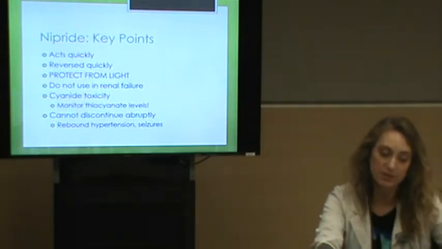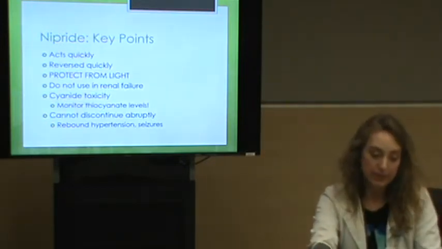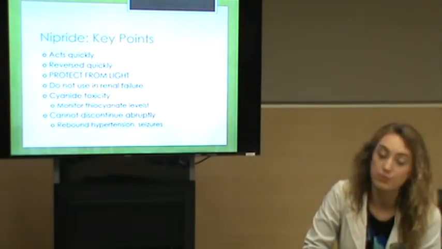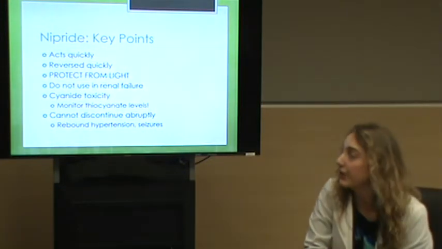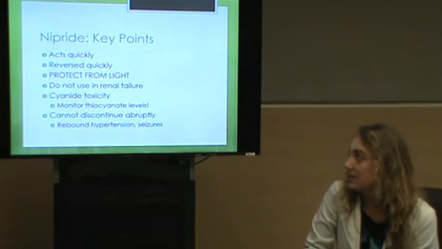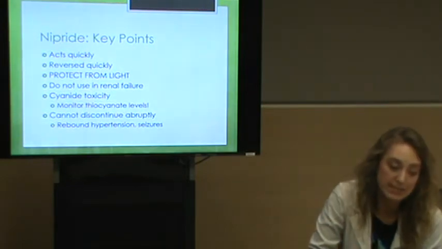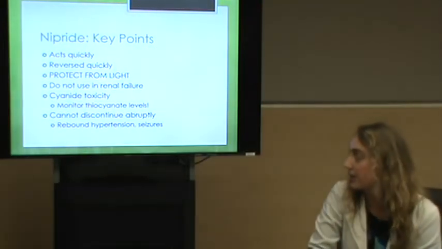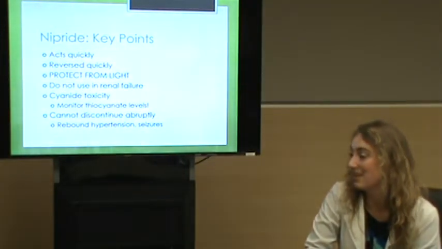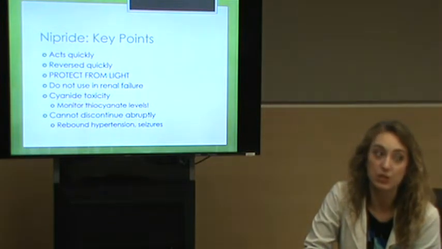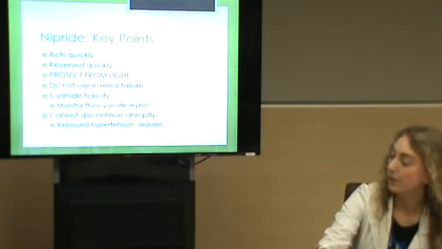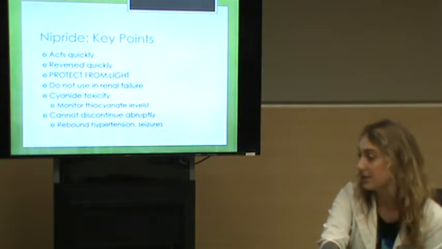For some key points, it acts very quickly, it's reversed very quickly, and it's essential to protect it from light. You do not want to use it in renal failure, or you increase your risk of causing cyanide toxicity. If a patient is on a nitroprusside drip for an extended period of time, you would want to be monitoring the thiocyanate levels just to make sure that they don't develop cyanide toxicity, or if you have any sort of concern that they might be. It's also important to not discontinue abruptly, or you can end up with rebound hypertension and seizures.